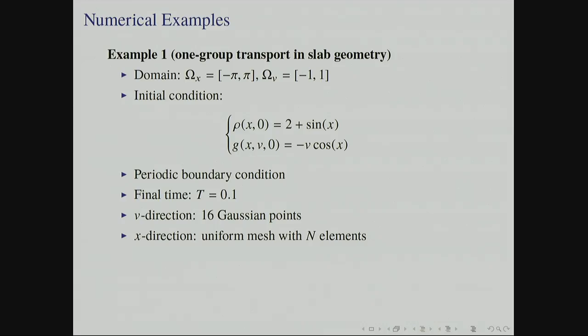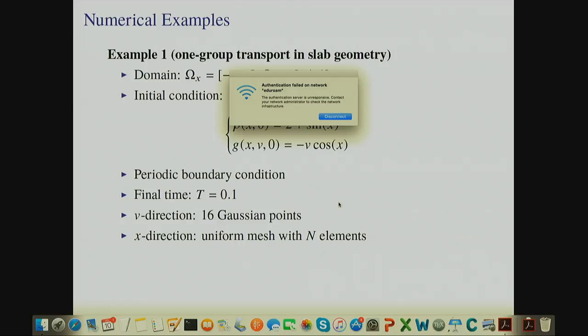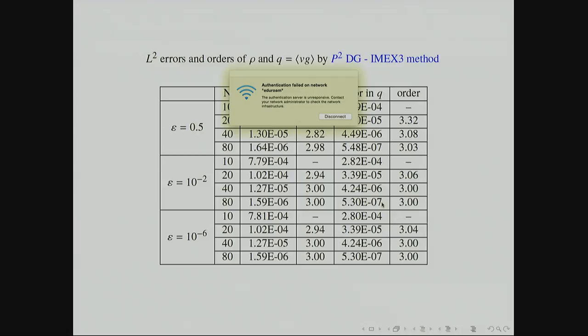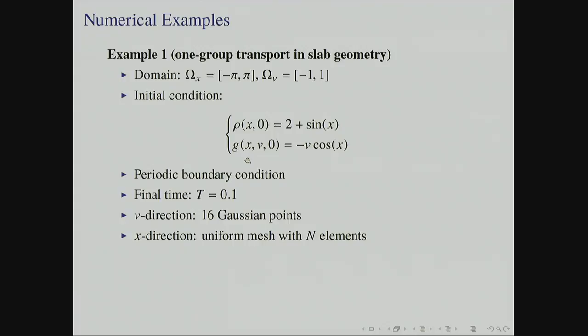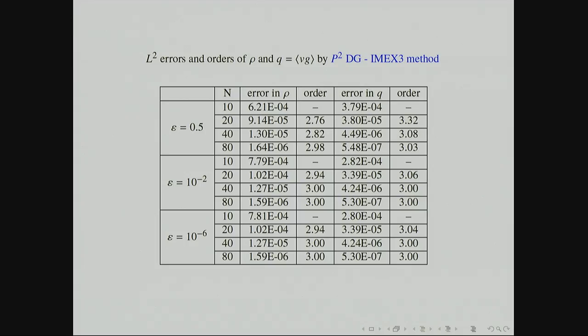So next I'm going to show several examples, three sets of examples. The first one is one group transport in slab geometry. This is a smooth example, we want to do an accuracy test. And in this case, the initial data is well prepared. I only have one table here to show that if I apply third order IMEX in time and the quadratic DG in space, regardless of the epsilon, we get third order accuracy.